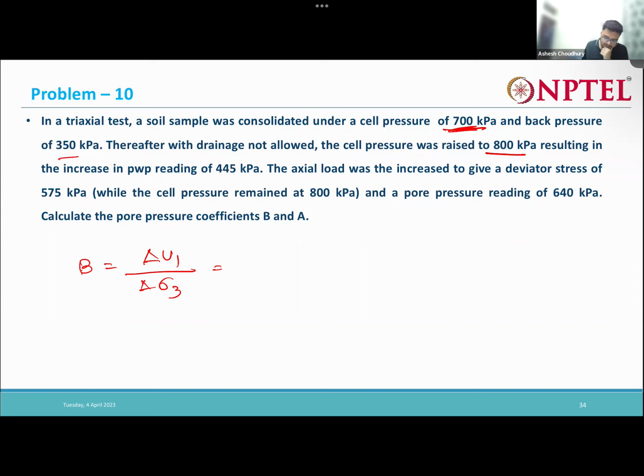And when the cell pressure was raised to 800, the pore water pressure, that is the back pressure, increased to 445. So 445 minus 350, divided by the change in sigma 3, which is 800 minus 700. This will be 0.95. So almost fully saturated, so close to 1, right?